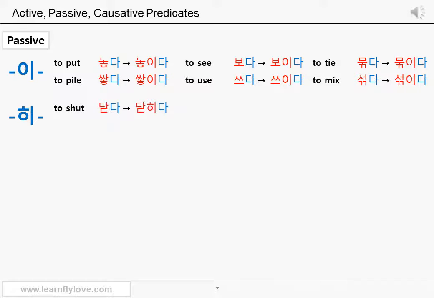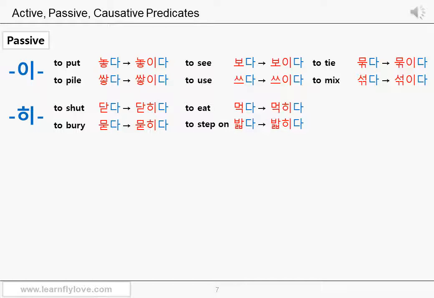The verb shut is 닫다 in Korean, and the passive form of it is 닫히다 with the affix 히. Please be careful, it's pronounced 닫히다 with a 치 sound. To bury something under the ground is 묻다, and to be buried is 묻히다. To eat is 먹다, and to be eaten is 먹히다, as you learned.